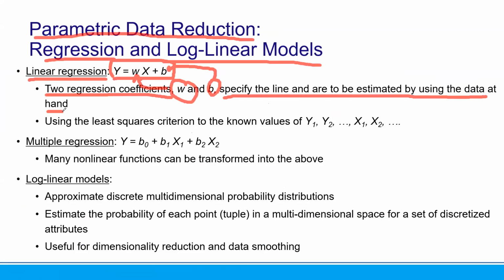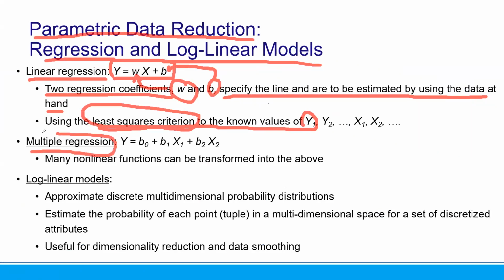We will use the least squares criterion to find the value of y. Least squares criterion: we want to reduce the errors. We want to check which has the least errors. That's the least squares criterion.